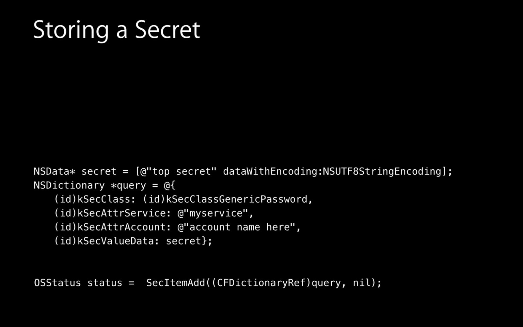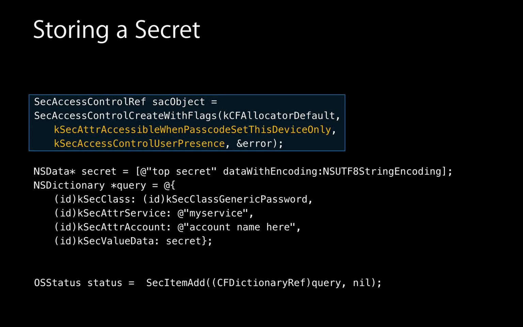This is a simple example of storing a secret. Wade was already talking about that, and it's actually the same example Wade was showing, so you know all the components of the dictionary. And to use the ACL, the only thing you have to do is to create the new access control object and set the accessibility and authentication.